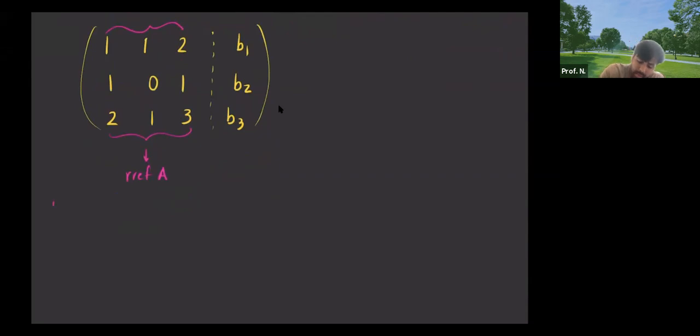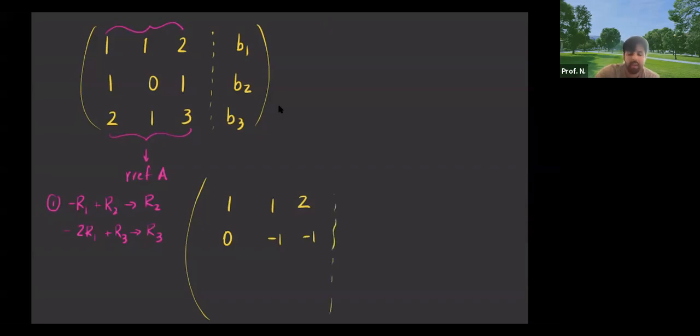We have negative row 1 plus row 2 becomes row 2. And negative 2 row 1 plus row 3 goes to row 3. So this becomes 1, 1, 2. This becomes 0, negative 1, negative 1.